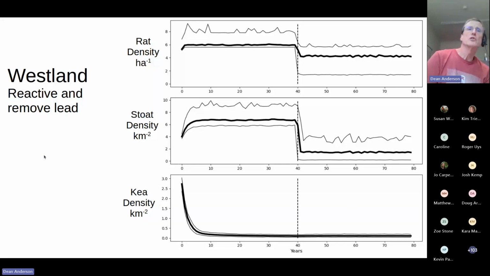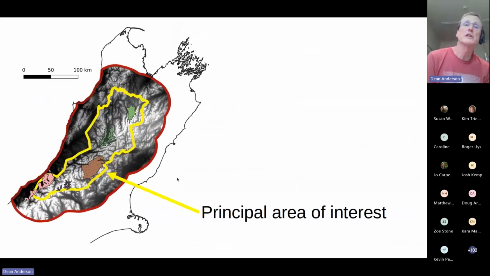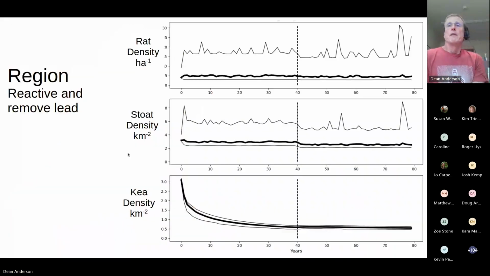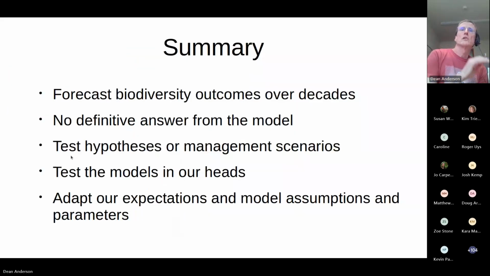So let's look at the principal area of interest. What's going on in this entire area? If we quantify rats, stoats, and Kea within this yellow polygon, it's much the same story, really, but definitely not an increase in this case. There is a steady decline of Kea going on here. So those are my main results.